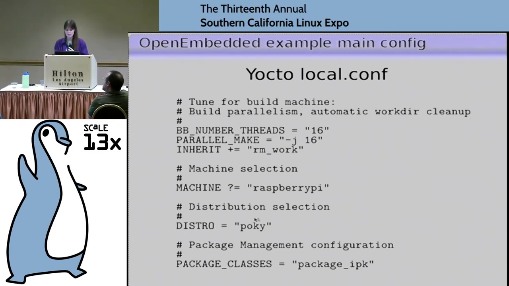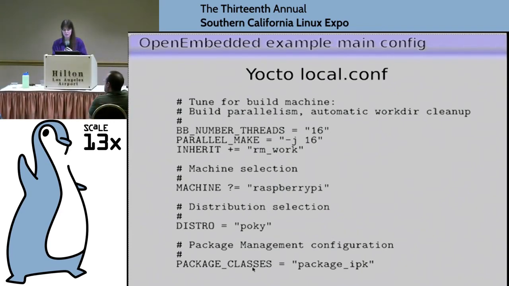And then we have a distribution selection, which is normally okay to set just with the normal equals because you're not usually switching between multiple distros in the same build area. For one thing, they can have different directory layouts, like I said.